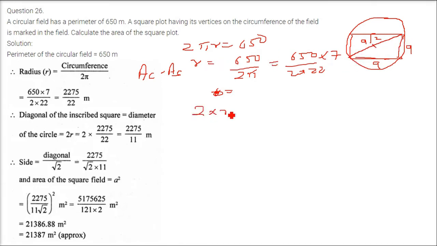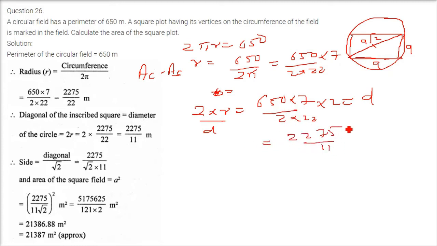This is the radius, so let us make it 2r. So 650 into 7 by 2 into 22 into 2, r into 2 is the diameter, and this is equal to the diagonal. So the diagonal, 2r, comes to be 2275 by 11. If this is the diagonal, it is A root 2. So in order to find out the side of the square, we take 2275 by 11 and put root 2 in the denominator. Now the side can be found.